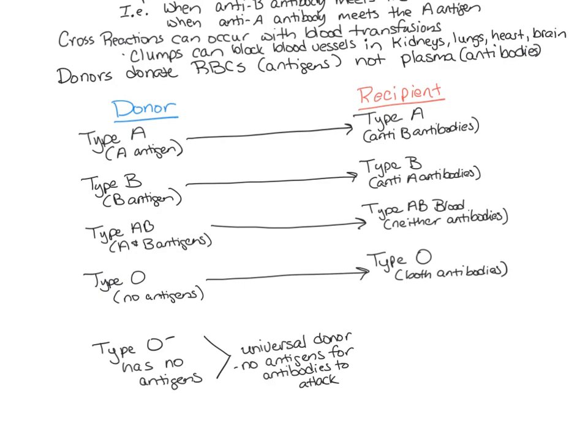Remember that type O negative contains no surface antigens at all, so it will not cause a reaction in any blood type. In other words, type O negative doesn't have the A antigen, the B antigen, or the Rh antigen on the surface of the red blood cells. O negative is not a common blood type, however.